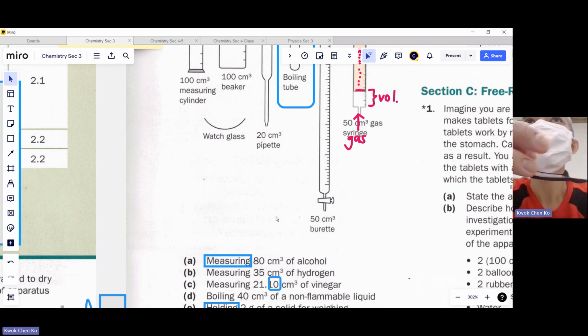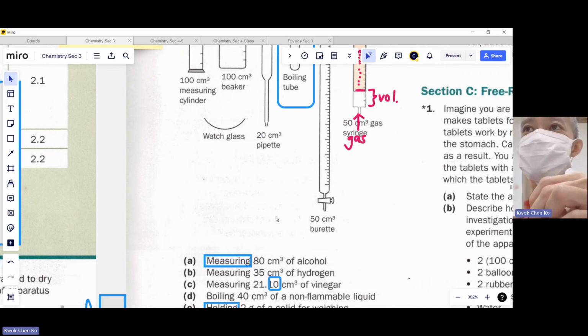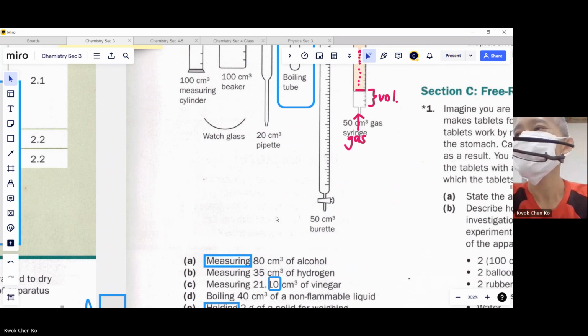So what should you use then? Boiling. This one is a trick question. They use the word boiling to trick you. However, you can also use a beaker for boiling. Beaker. Or conical flask, but there's no conical flask here.